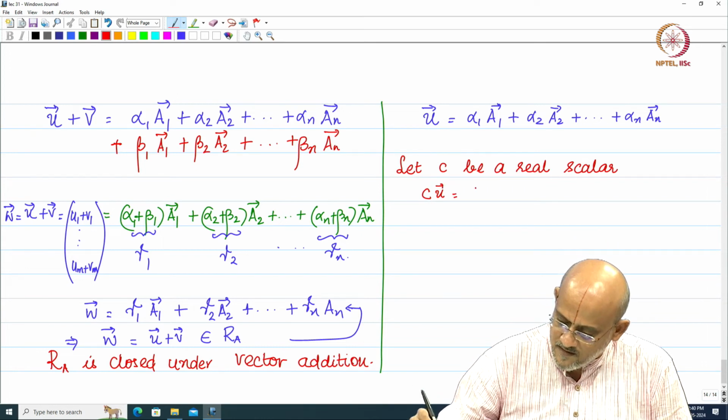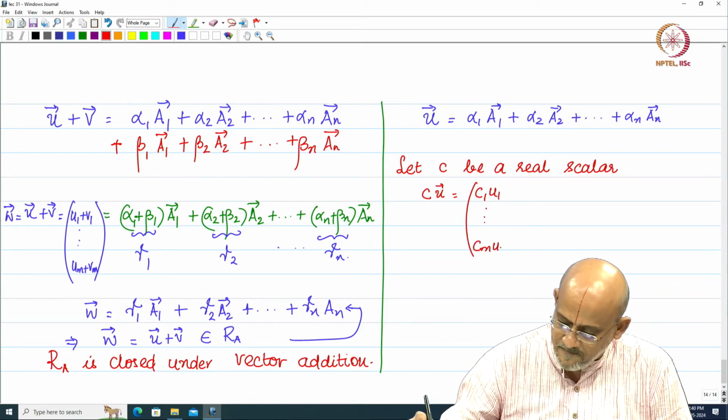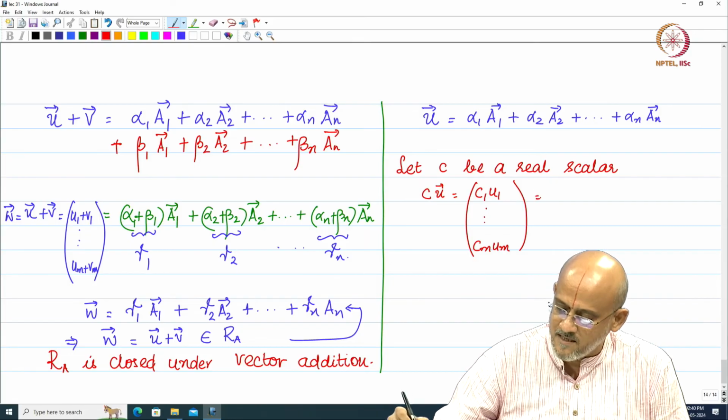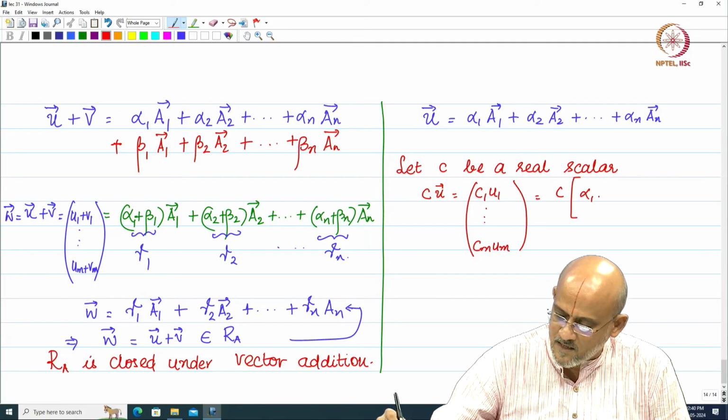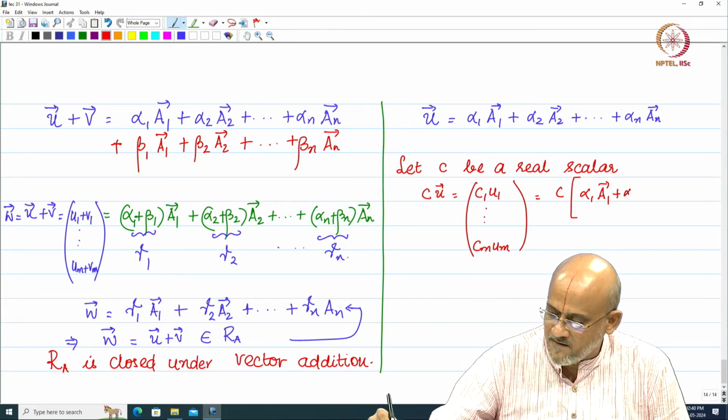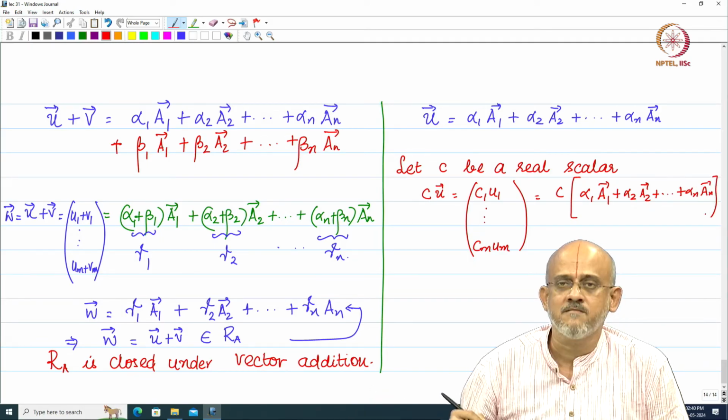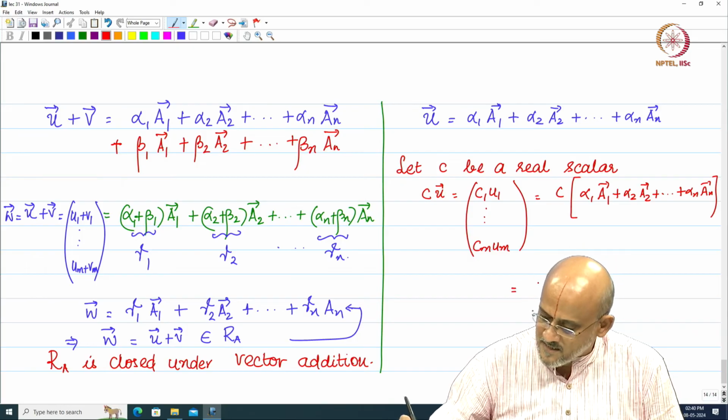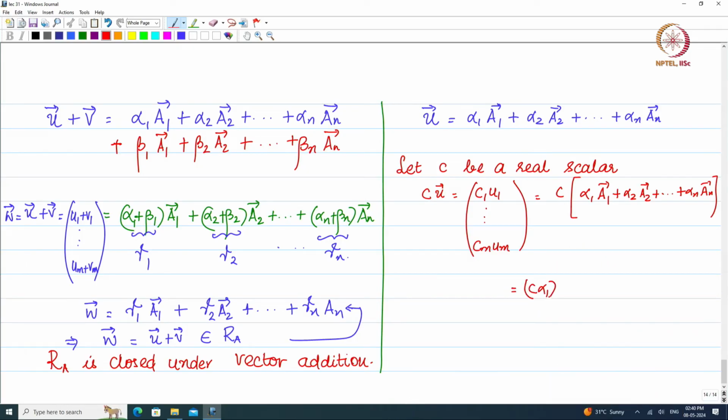C u is another vector which is going to be say C 1 u 1 etcetera C m u m. Now, that is nothing but C times this alpha 1 a 1 plus alpha 2 a 2 plus alpha n a n, is that right. Now, I can write this as C times alpha 1 into a 1 plus C times alpha 2 into a 2 plus etcetera plus C times alpha n a n.